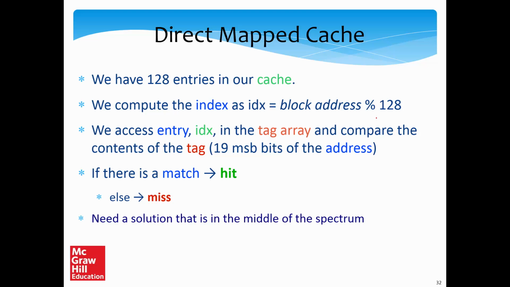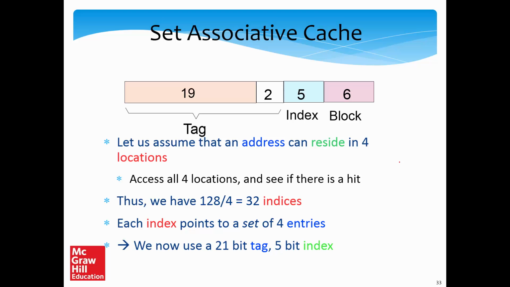And so this slide I'm not going through because we have just discussed this, the operation of a direct mapped cache, in the previous slide. So without any further discussion, I'll just move to the next slide, which talks about an intermediate solution called a set associative cache.